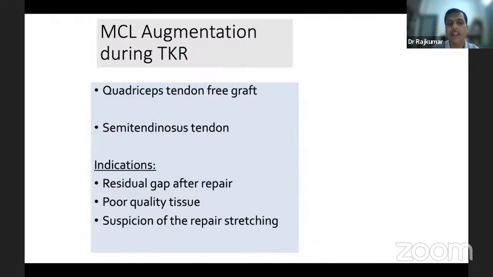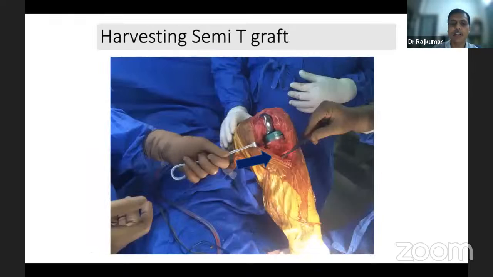So what happens when there is a direct transection? You need to augment that. MCL augmentation has to be done. You can use a semitendinosus tendon graft, or a quadriceps tendon. Most of the time, semitendinosus tendons are used. So whenever there is a transection, you have to do that. This is how a semitendinosus graft is harvested.